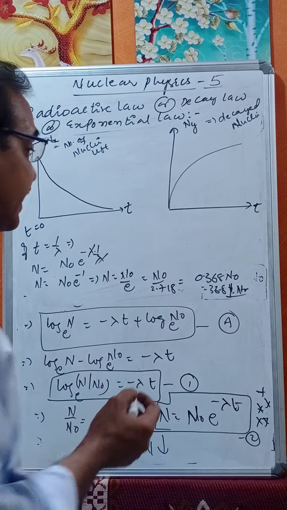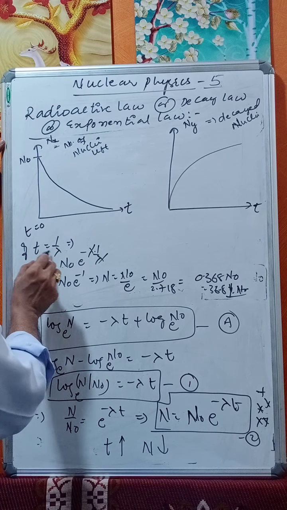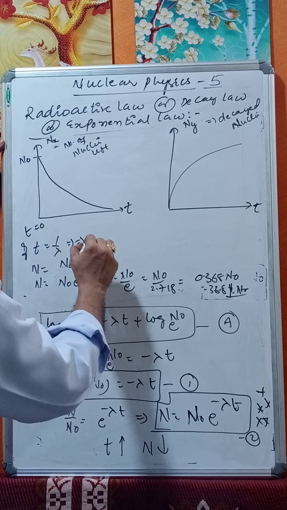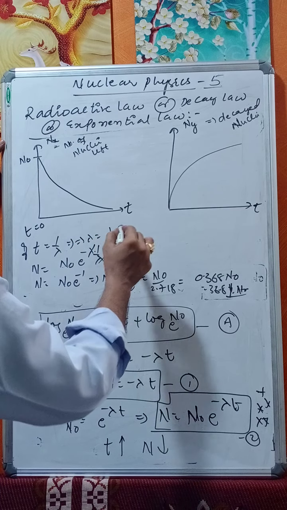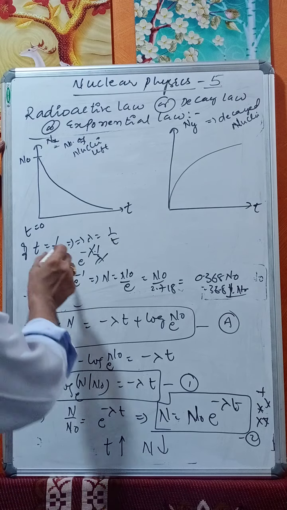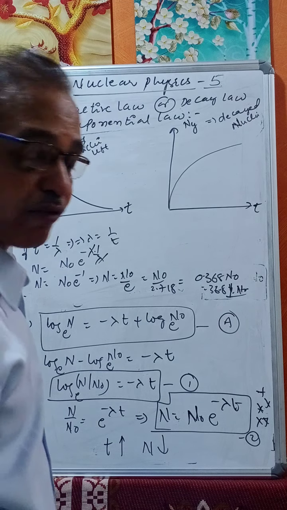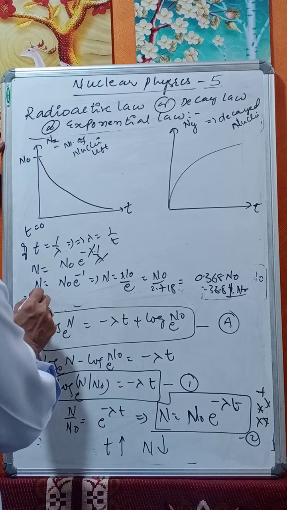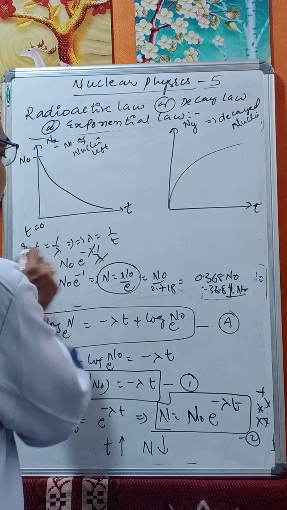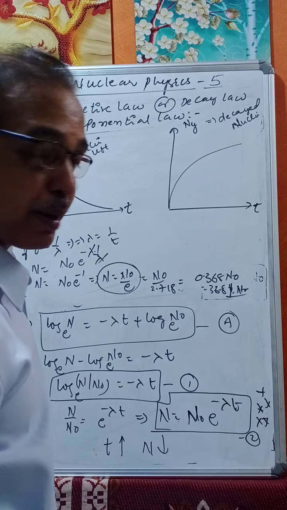Now, how can we define the decay constant? This implies lambda is equal to 1 by t, the reciprocal of time. From this equation, the decay constant is the reciprocal of the time during which the number of nuclei decays to 1 by e times of their maximum value.